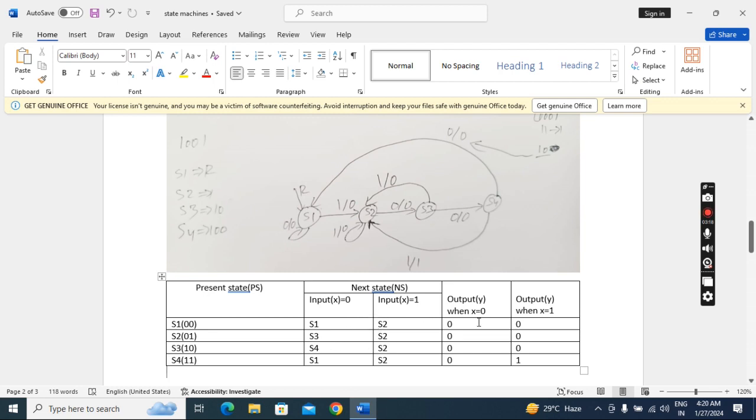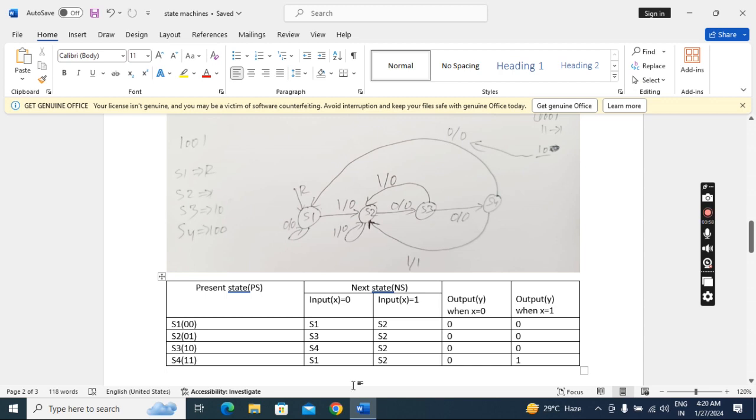Now we'll see the output also for this. When I am at S1 and the input is equal to 1, my output is 0. What is my output? 0. That 0 I have to write here. This is the same input X equals 1, and this is the output value. Suppose when the input is 0, what is my output? 0. So my output I will write here, 0.